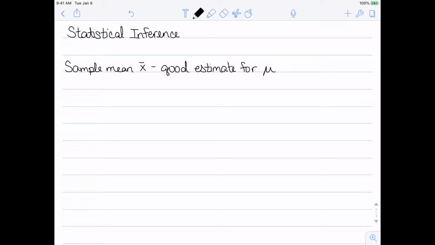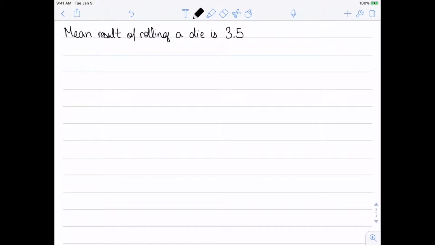However, this is a reasonable estimate for the population mean. So even if we know that the sample mean is not exactly right, why is this a good estimate for our mean mu? Well, if we take our sample to be larger and larger, then this sample mean x bar is guaranteed to get closer and closer to mu. So let's look at a specific example to explain this a little better. We know that the mean result of rolling a die is 3.5. This is something I calculated when I showed you how to find the mean from a probability distribution. So this would be my mu value, the population mean.